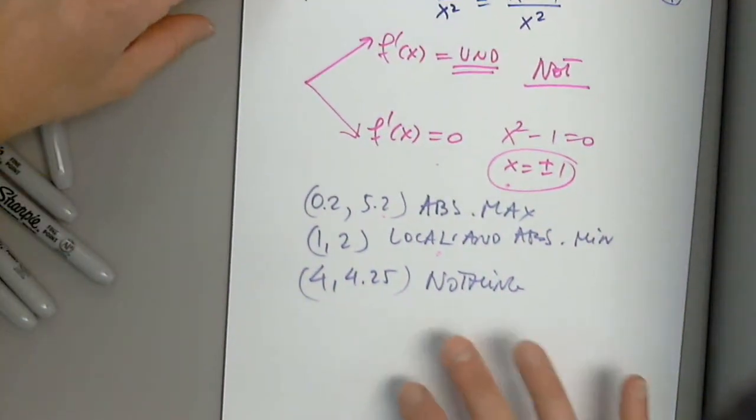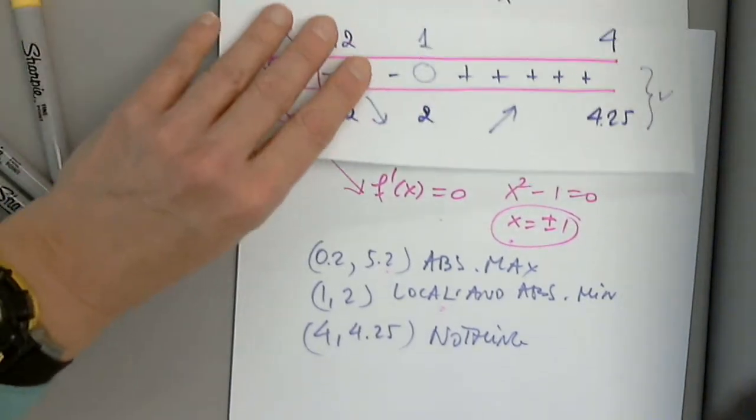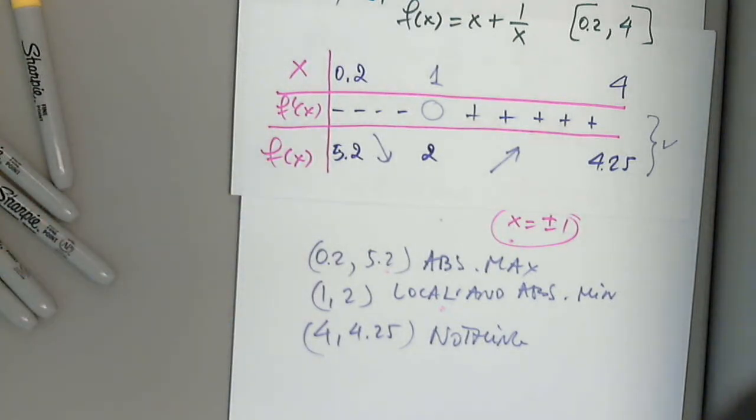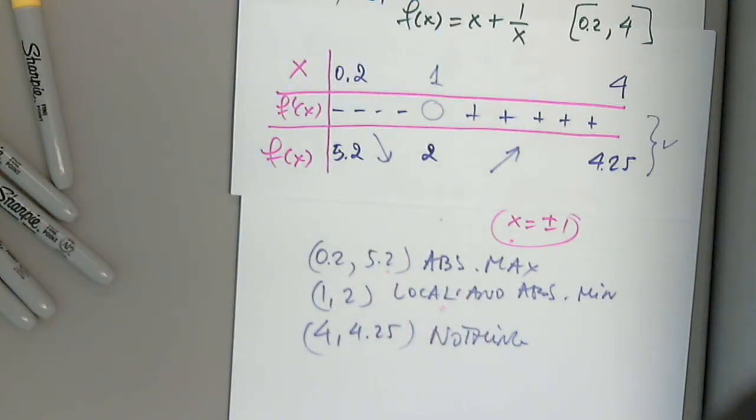Is that better? Yeah, I just don't know how you can tell from that one of them's an absolute max and one of them's a local and absolute min. Very good. So follow my hand. This is 5.2. The function is decreasing to a height of 2. Now the function is increasing to a height of 4. You see the 5.2? It's a function value, 5.2. It's decreasing to 2. This must be the minimum because right now it starts increasing to 4.